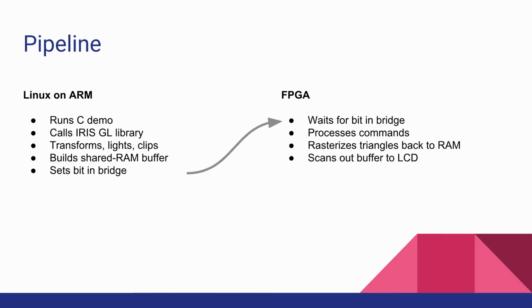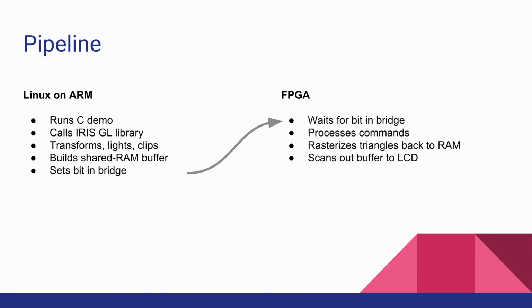To give you a sense of the coordination between the two sides of the project, the whole thing can be broken into two parts. This is Brad's part and my part. So we got Linux on the dual-core ARM, and it's just like booting on a regular ARM. It runs the C demos. They call Brad's IrisGL library.